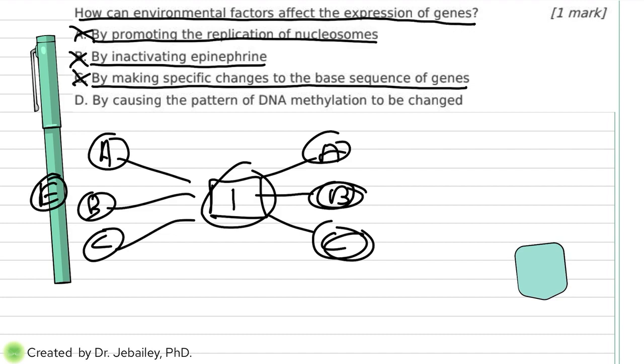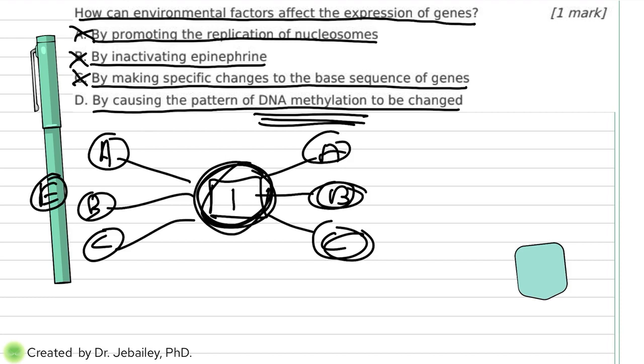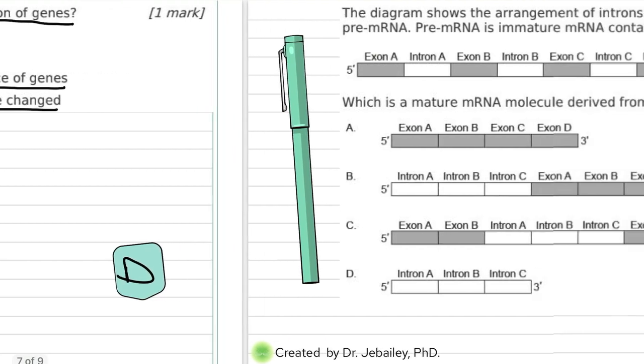So it leaves by causing the pattern of DNA methylation to be changed. See, DNA methylation has everything to do with transcription. So if the environment is changing the way the gene responds, obviously it's going to change the methylation and changing that way the transcription. So the answer is D.